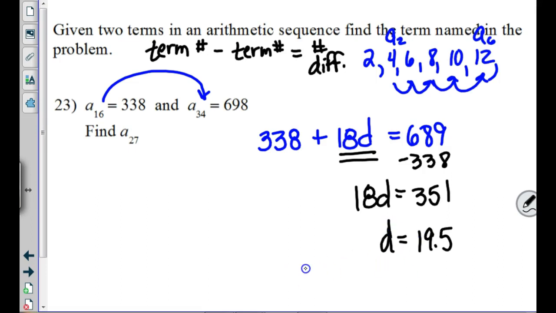Why is that helpful? Oh, thank you. That's the kind of thing I do all the time. 698, thank you, minus 338, 360, which is just 20, right? Okay, guys, thanks. All right, so how do I find the 27th term?